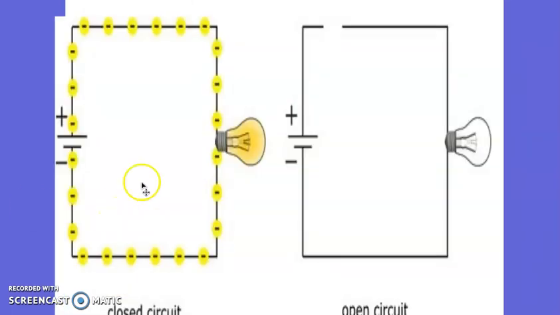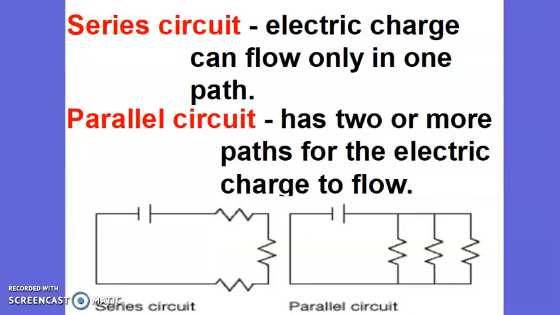So another one, this is a closed circuit. You can see the bulb here lights up because the flow of current is continuous and there is no break of electrical charges. And this one does not light up because there is a break in here. So the flow of electricity here is broken. So that is the difference between a closed and an open circuit.